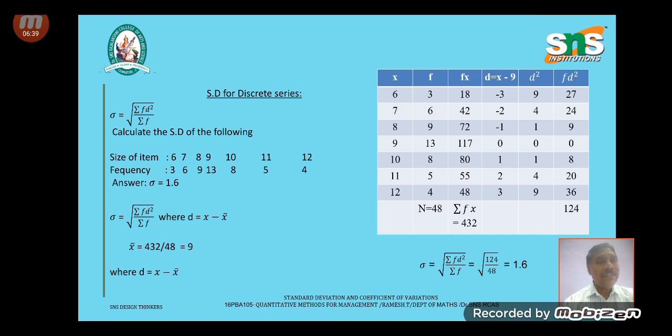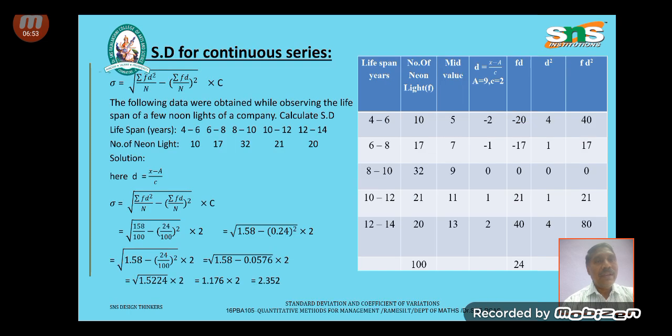Then substitute: the standard deviation is square root of sum of fd square by sum of f, that is square root of the sum of fd square, which is 124, and the sum of f is 48, that is equal to 1.6. Next we calculate the standard deviation for continuous series for the given data.